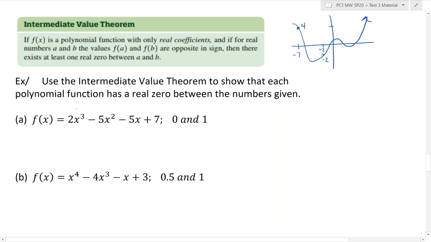All right, they want us just to demonstrate by the intermediate value theorem that we have a zero between 0 and 1 for this polynomial. So we're setting up our synthetic division table. Remember to watch for your negative signs and any missing terms. I'm going to put 0 through it. Okay, so 0.